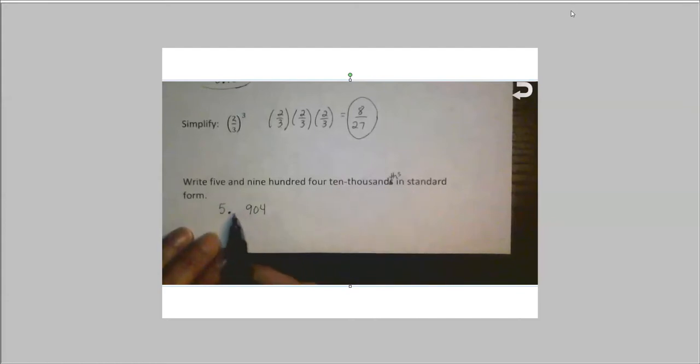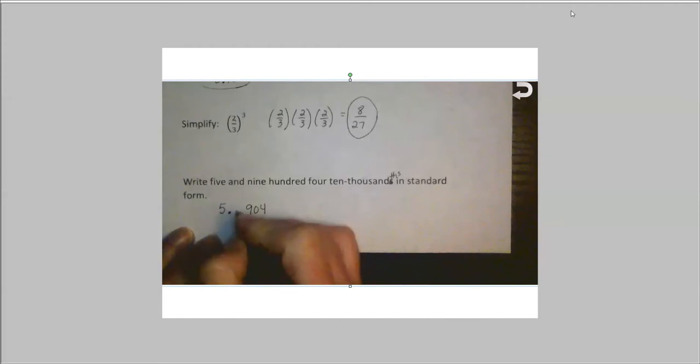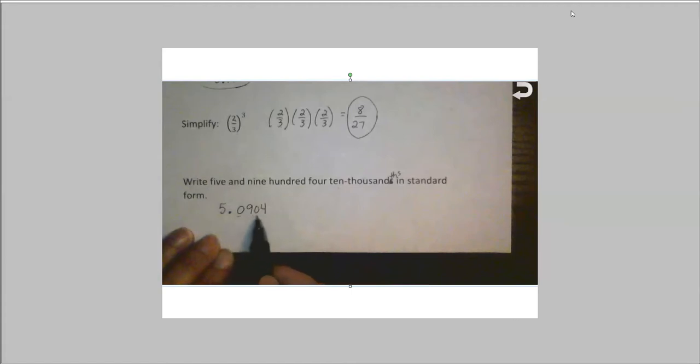If I just started here, that would be tenths, hundredths, thousandths. I need one more spot to get the ten-thousandths. So I'm going to put that placeholder 0 there. That's very important. That's tenths, hundredths, thousandths, 10,000ths spot. So the and separates the whole part from the decimal part. 5 and 904, but it's in the 10,000th spot. So I've got to make sure I show that many decimal places.